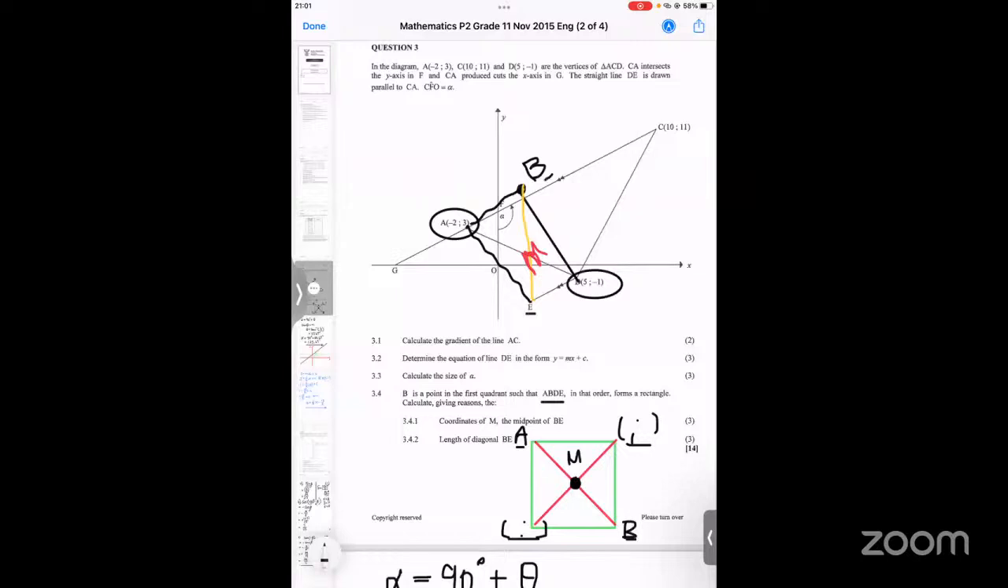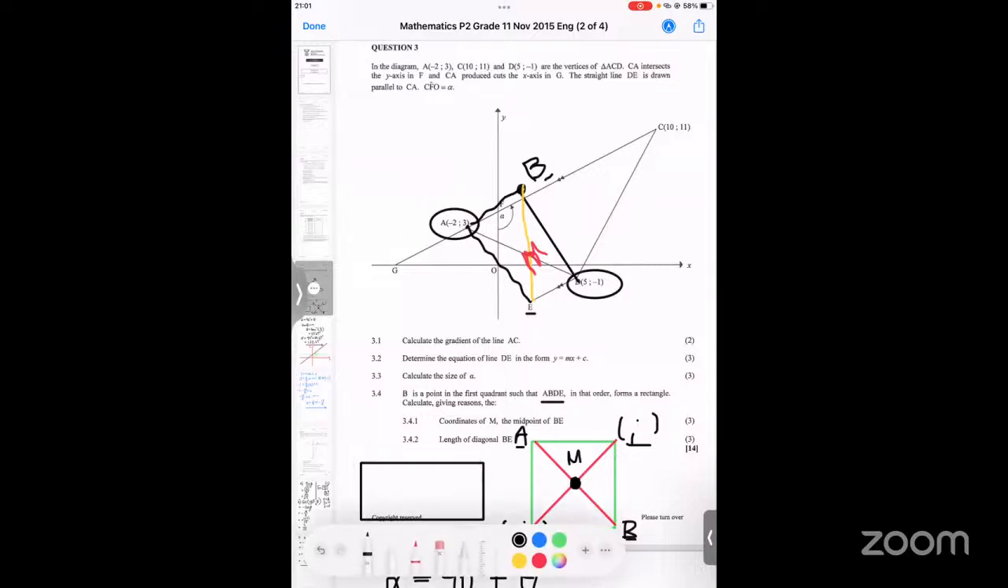But because that shape is a rectangle, it automatically means the diagonals, that line corner to corner and that line corner to corner, share the same middle point. Does it make sense, honorable members? Did you understand what I explained there? Yes, sir.